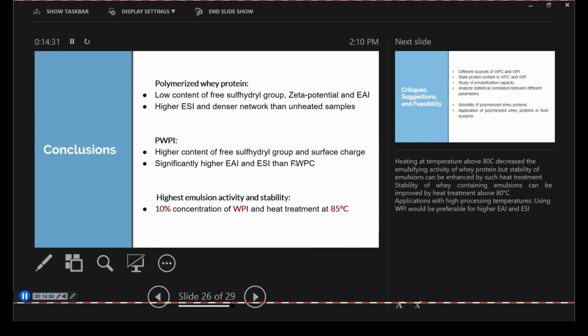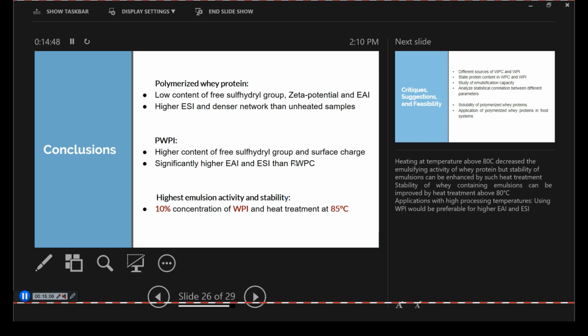To conclude, the polymerized whey protein showed lower emulsion activity index, which can be mainly correlated to the aggregate size and surface hydrophobicity, and it showed higher emulsion stability, which can be correlated to the higher surface charge.